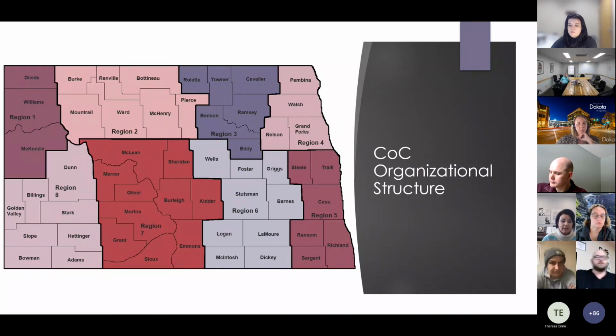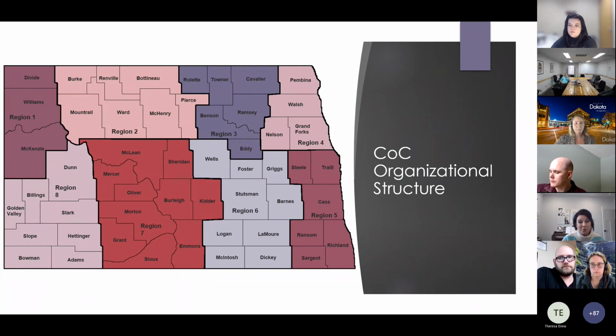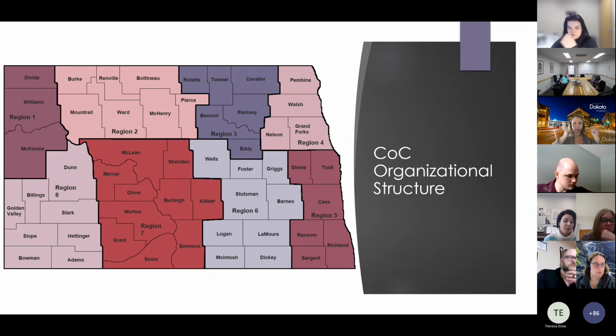In the US, there are approximately 400 designated COCs. Each has their own leadership, their own governance structure, their own committees and work groups, their own coordinated entry system, policies, and funding. North Dakota is one of the few states that only has one COC to cover the entire state, and that includes all 53 counties that are broken down into 8 regions.